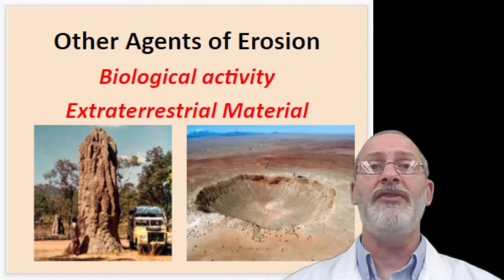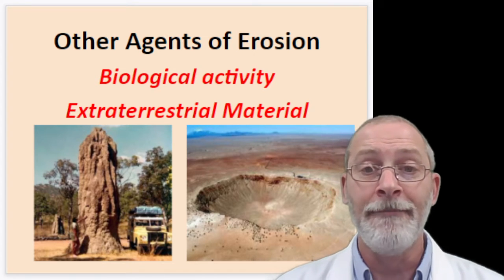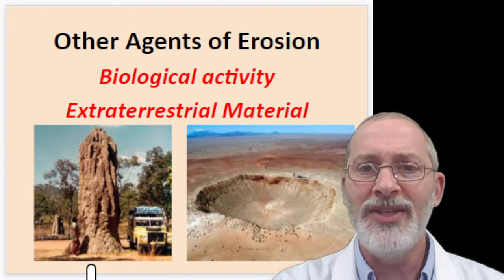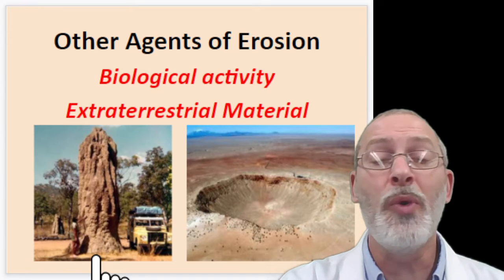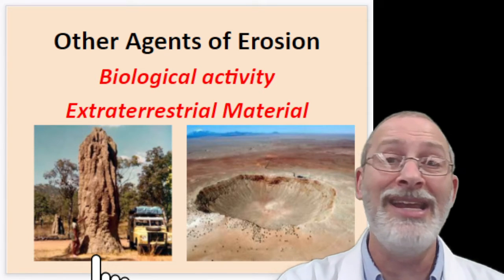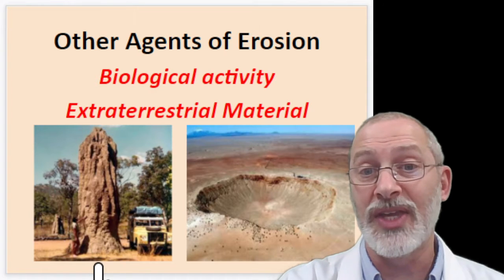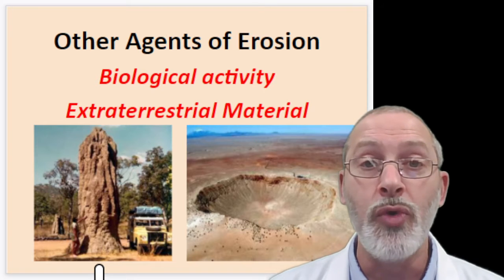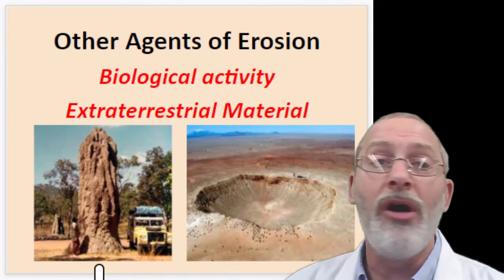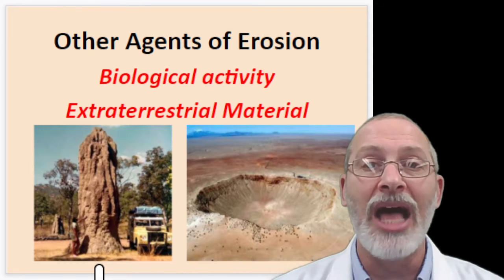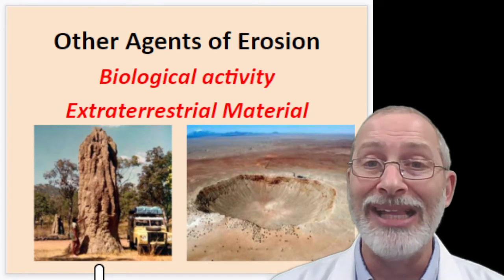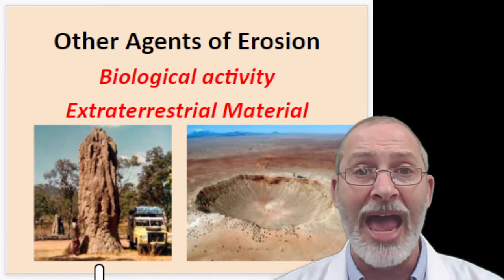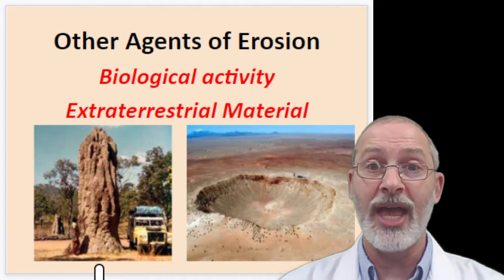But before humans even existed, there were other animals like the animal that created this mound in Africa. This is a termite mound. Other organisms, both plants and animals, including insects like termites, can have a pretty significant influence on eroding materials from the earth. We call all of these things biological activity. Biological activity as an agent of erosion includes all plants, animals, and yes, humans as well.